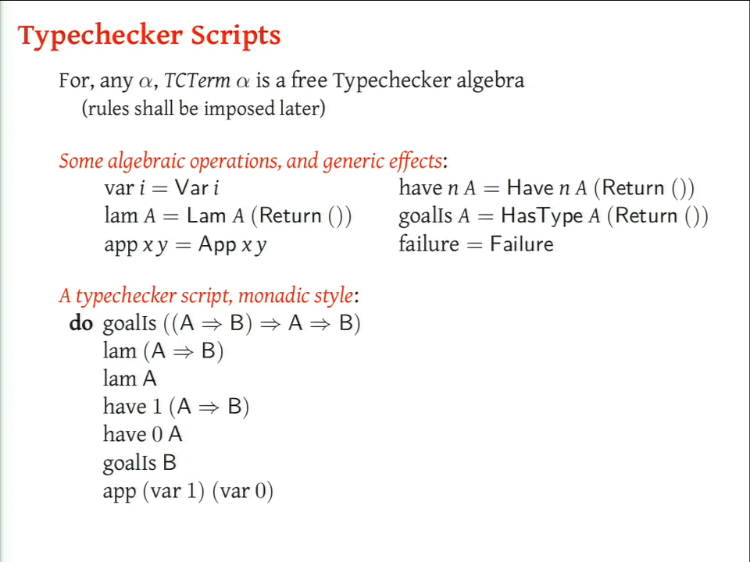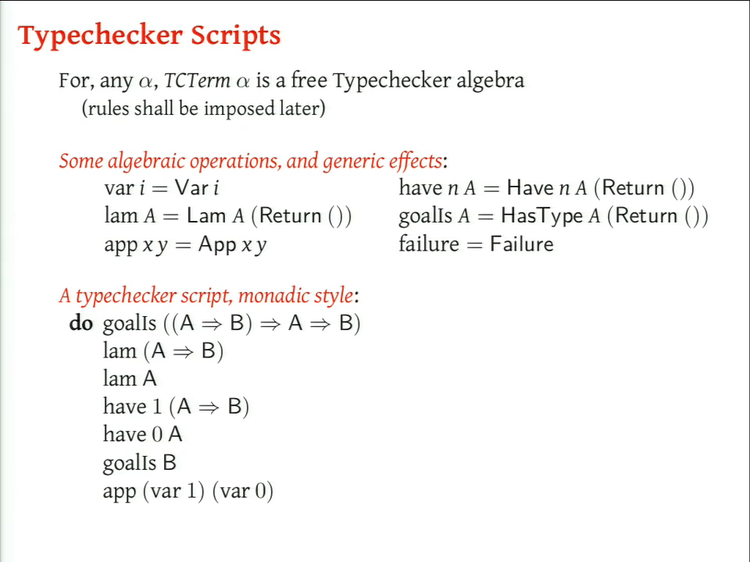So we can make some shorthands here to make these scripts a bit nicer to write. So var i is just capital Var i, but lambdas we just return in here, and we're going to use the bind to actually put bodies inside lambdas. And now we can start to write scripts which look like this, which are starting to look a bit like you might write tactic scripts in Coq or Isabelle.